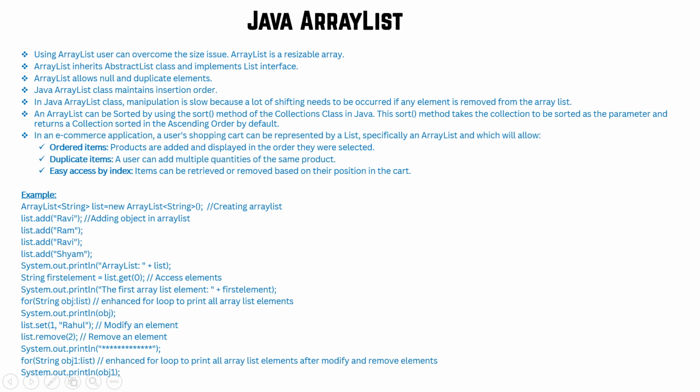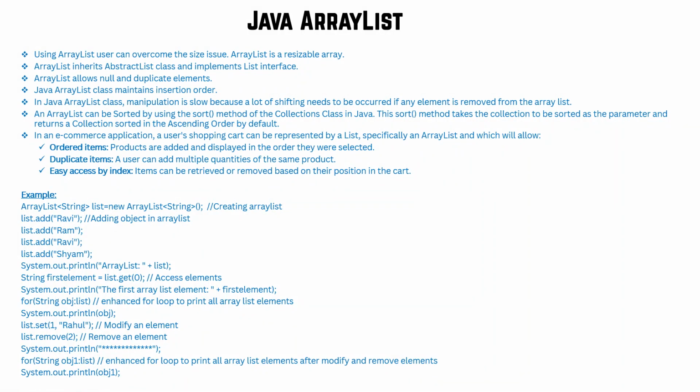So, just an example of the array list. In an e-commerce application, a user's shopping cart can be represented by a list, especially an array list, which will allow ordered items, so products are added and displayed in the order they were selected. Duplicate items, a user can add multiple quantities of the same product. Easy access by index, items can be retrieved or removed based on their position in the cart. So that is all about the array list.